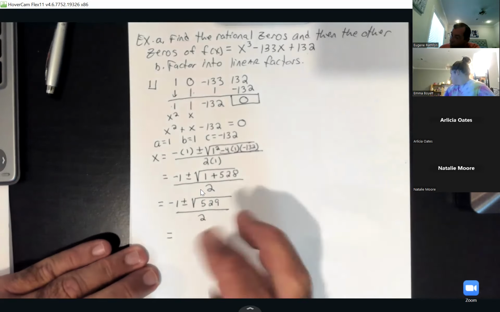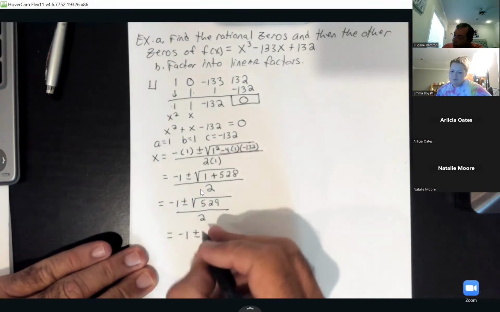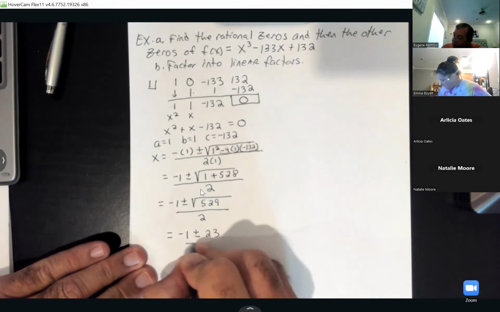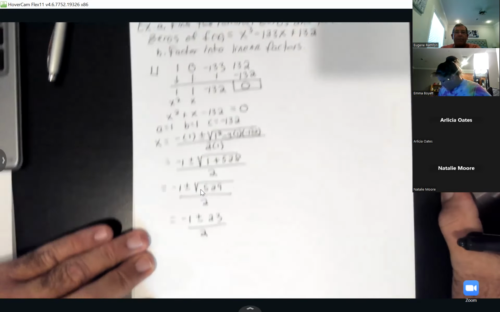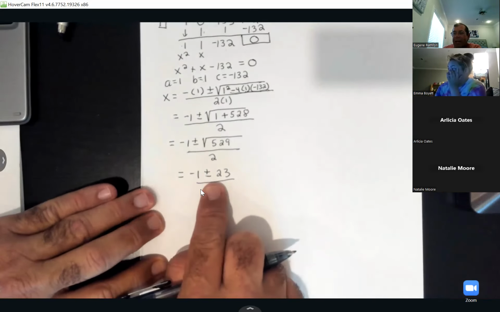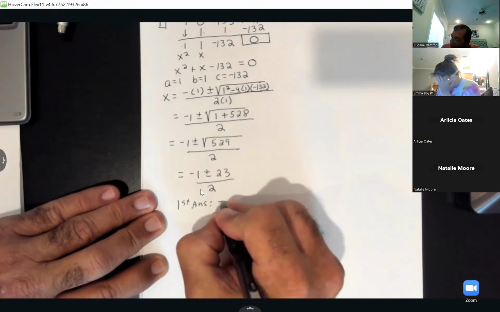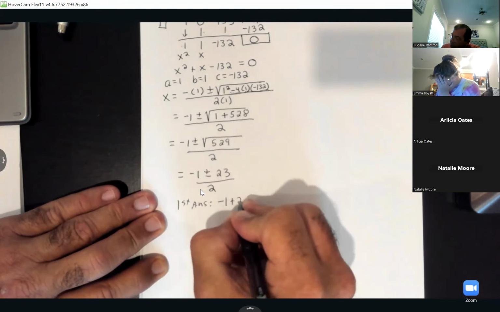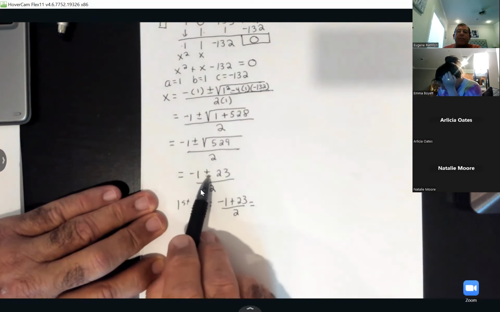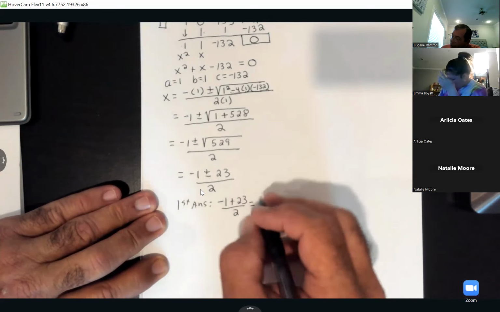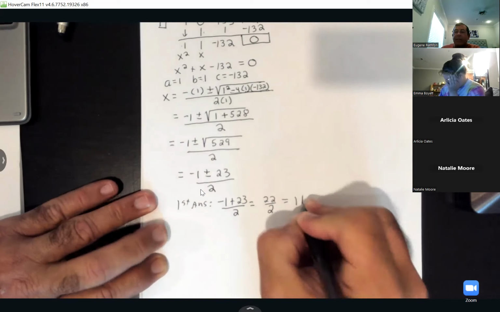Y'all, this is a perfect square. If you punch square root of 529, you will get a 23, all of that over 2. All right, y'all. So to get my 2 answers, my first answer, I would do negative 1 plus 23 divided by 2. So the first time you use the plus to get your answer. Well, negative 1 and 23 gives me 22 over 2, which will give us 11.